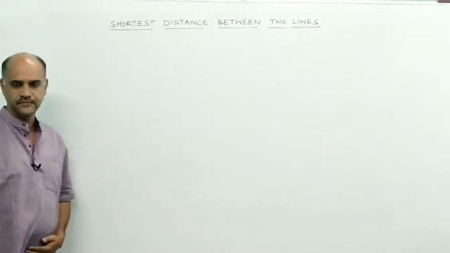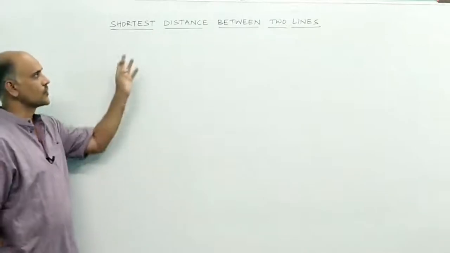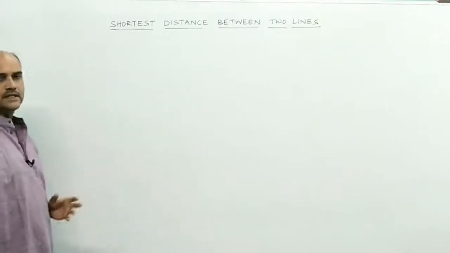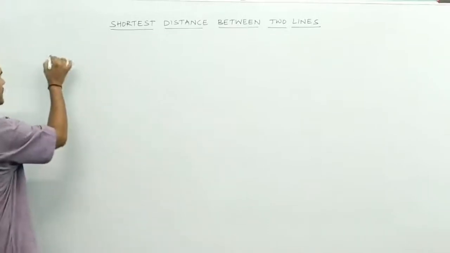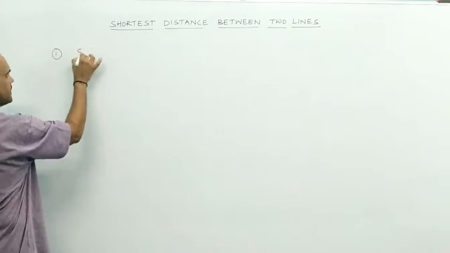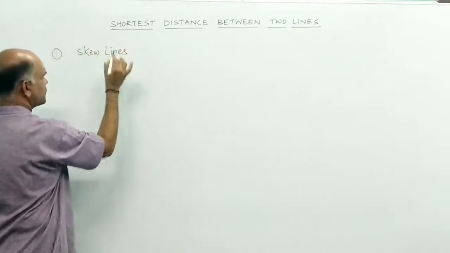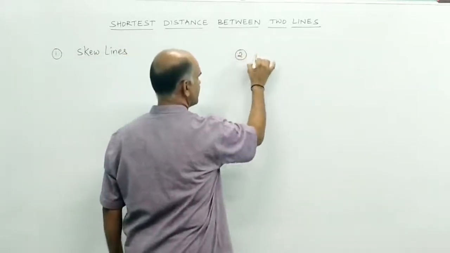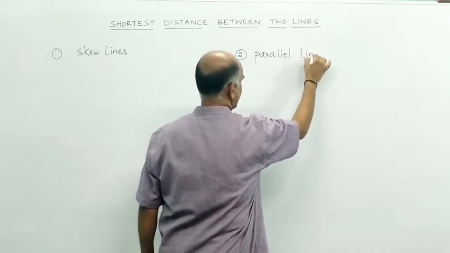Hello students. So in this video we will see problems on shortest distance between two lines. Here we have two types of problems. First one is distance between two skew lines, and second one is distance between two parallel lines.